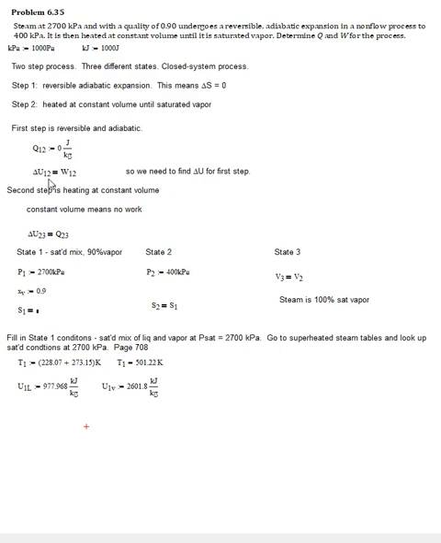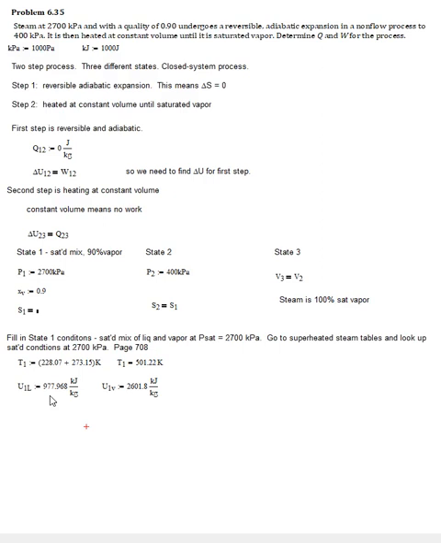But if we want to calculate what the internal energy is, we're going to have to interpolate if we use the saturated steam table. If we go to the superheated steam table and look up 2,700 kilopascals, that will be on page 708, where we've got an entry for exactly 2,700 kilopascals.